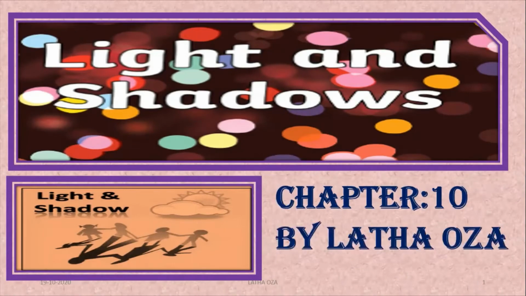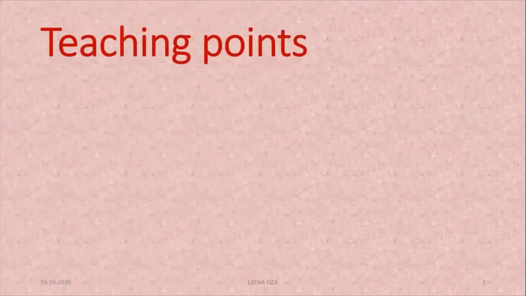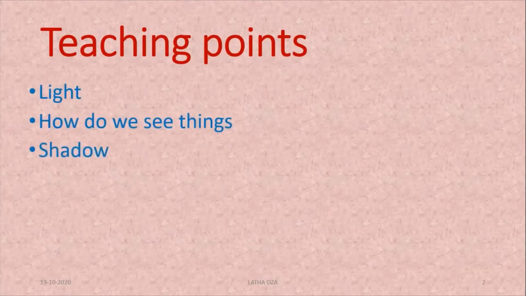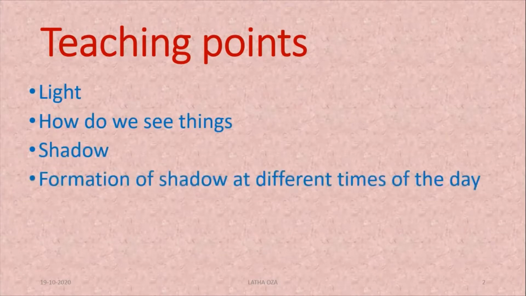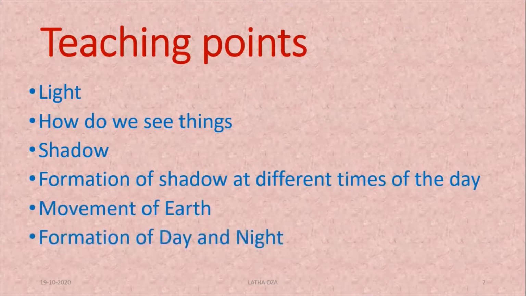Light enables us to see objects around us. So there are some objects which allow light to pass through them and some objects which do not allow light to pass through them. So today we will study about light. How do we see things around us? Shadow, formation of shadow at different times of the day, movement of the earth, formation of day and night.